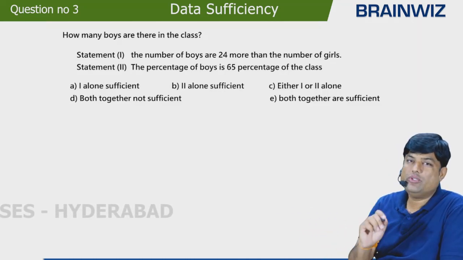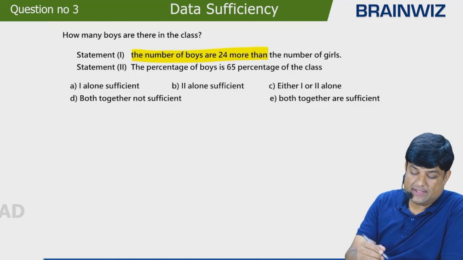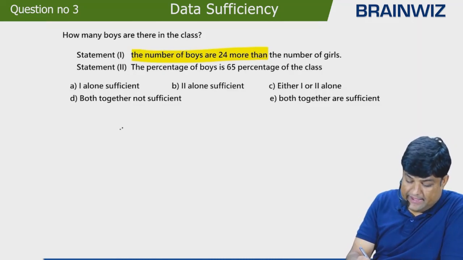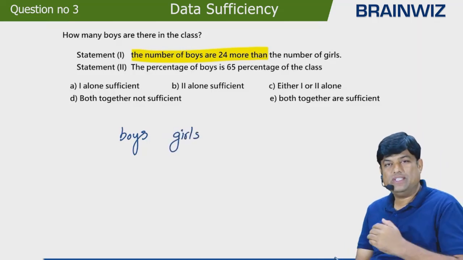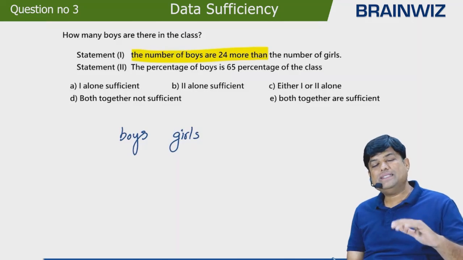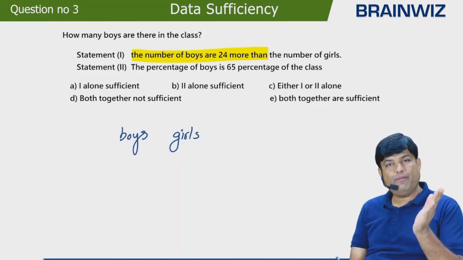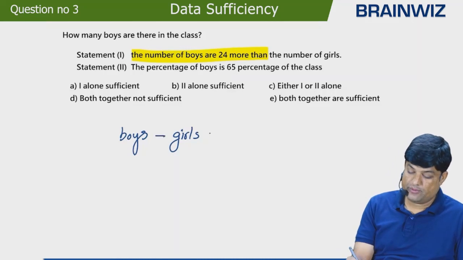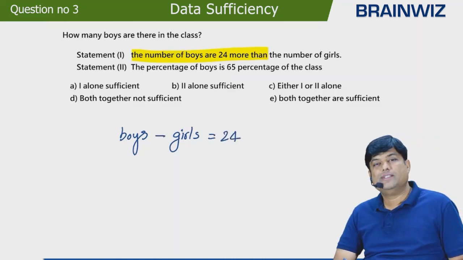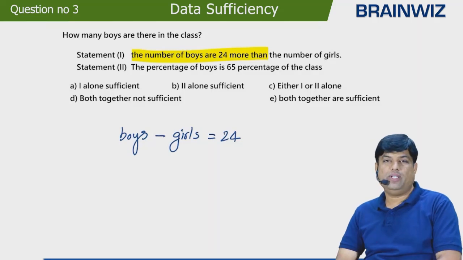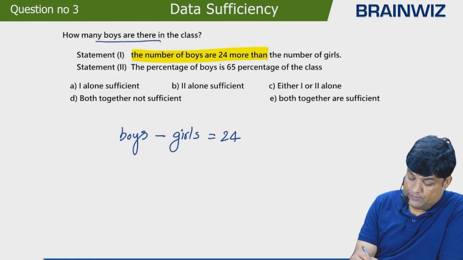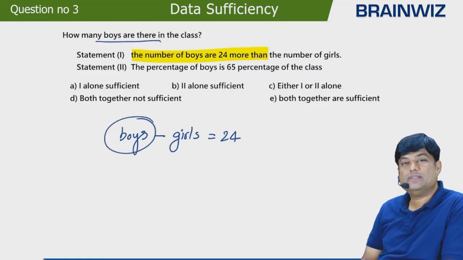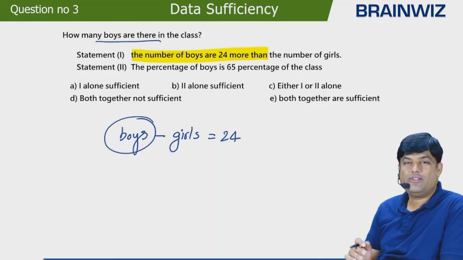Let's look only at the first statement. Don't look at the second statement, only the first. In this he gave you, boys are 24 more than girls. Means boys are extra. Boys are not 24; boys are 24 more than girls. Means the difference between the boys and girls is 24. Students, he gave you that boys and girls have a gap of 24. Now, how many boys is he asking? We cannot answer the number of boys because only the difference is given. So let's keep this statement aside. Now we will go with the next statement.